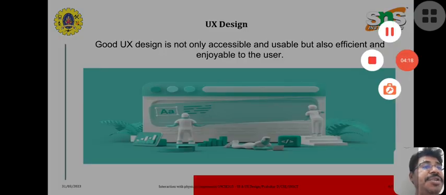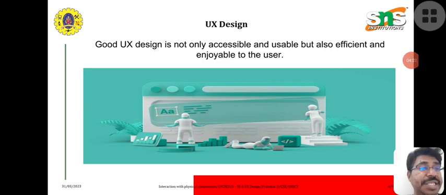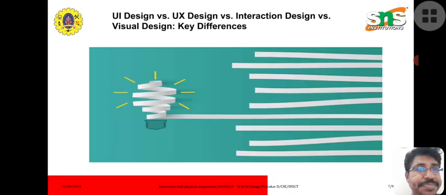Now we enter into UX design. What is UX design? People already know about that. We are design thinkers, so we approach it through empathy. Some people wonder how to start a project and where to start, but as design thinkers we have the empathy part and we start with it. Once we have completed the empathy part, almost 90 percent of the problem has been solved. Good UX design is not only accessible and usable but also efficient and enjoyable to the user.